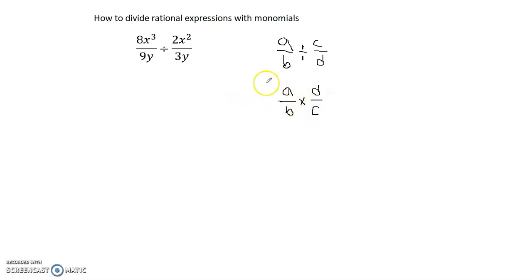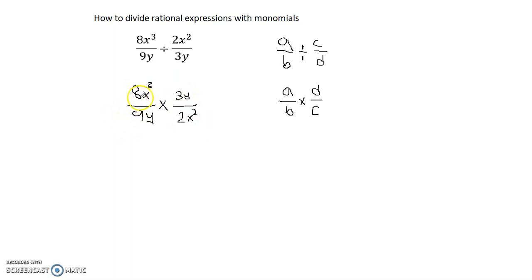Okay, so applying this concept on this example, we'll have 8x cubed divided by 9y, multiplied by the reciprocal of this fraction. We'll have 3y on the top and 2x squared on the bottom. Alright, so now that it's set up, at this point all you have to do is simplify this whole expression.